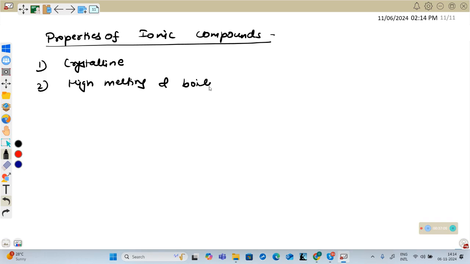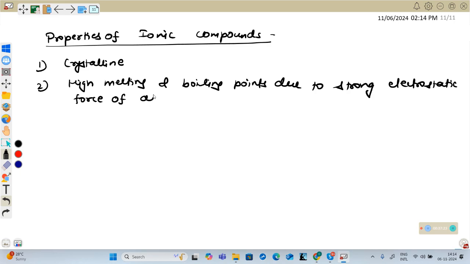High melting and boiling points due to strong electrostatic force of attraction. Hard and brittle in nature.